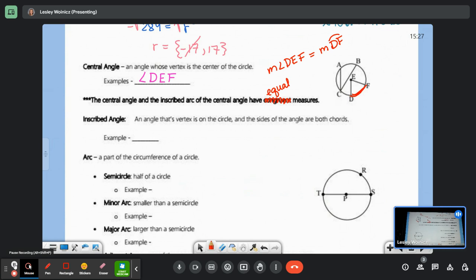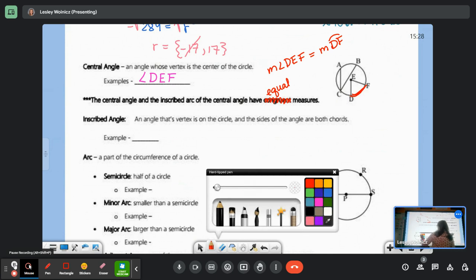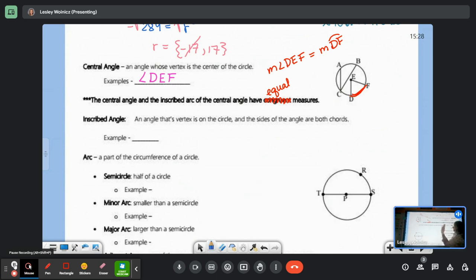All right, an inscribed angle is an angle whose vertex is on the circle and whose sides of the angle are both chords. Okay, so for an inscribed angle, all of my points are on the circle itself. So that would be angle ACB. Why can't I call that angle ABC? Because the C is the bend. The C is the bend, the C is the vertex.